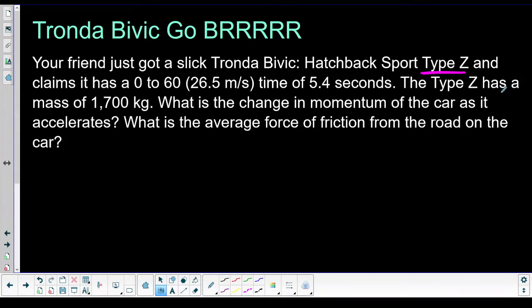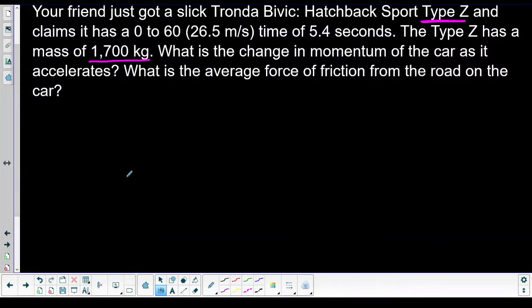The type Z has a mass of 1,700 kilograms. What is the change in momentum of the car as it accelerates? And we're going to take this a step farther and we're going to analyze what is the average force of friction from the road on the car. So, all right, so let's look at these two types. This question, right? So we've got our type Z. So we've got, what do type Z's look like?